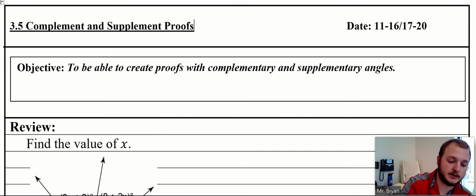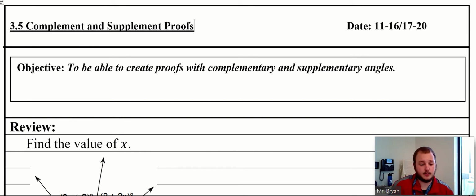And there are some extra properties that we're going to throw in here as well that are going to be very important as we work through different proofs throughout this year. So, label for today is going to be 3.5, complement and supplement proofs, and then date today is either the 16th or 17th, depending on when you have this class. Objective is I'm trying to solve proofs and work through them, specifically dealing with complementary angles and supplementary angles.